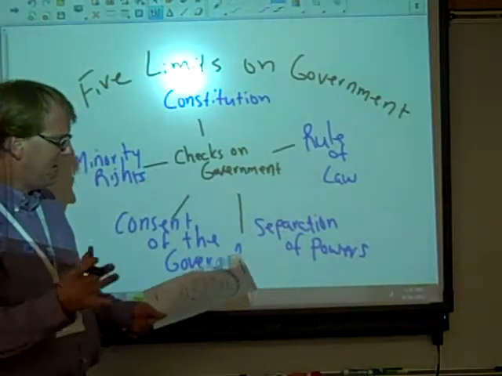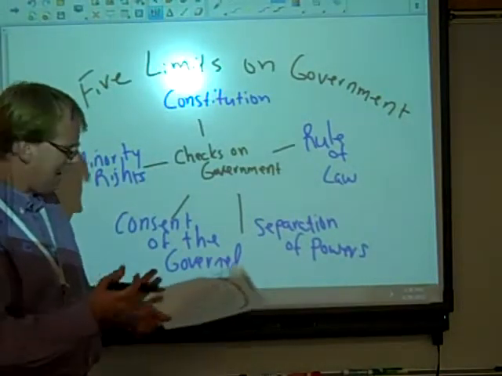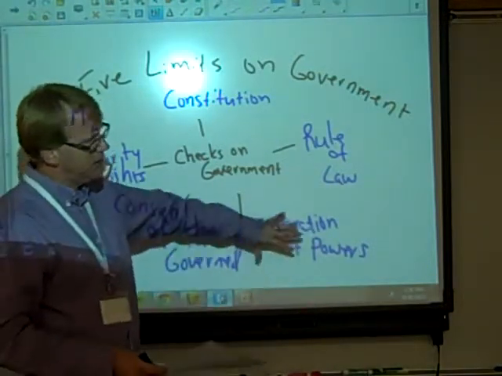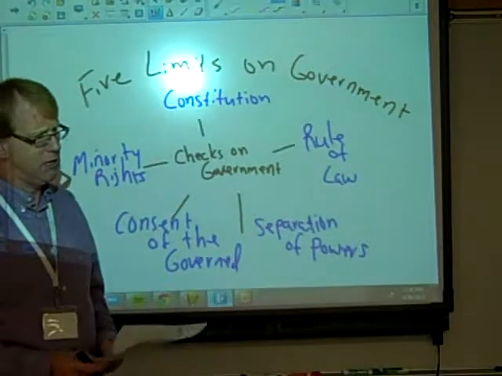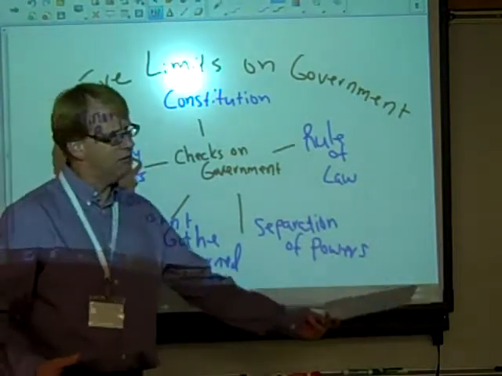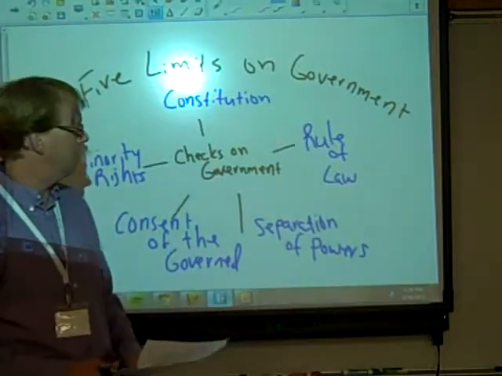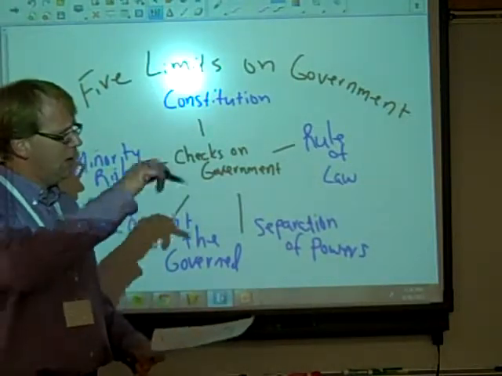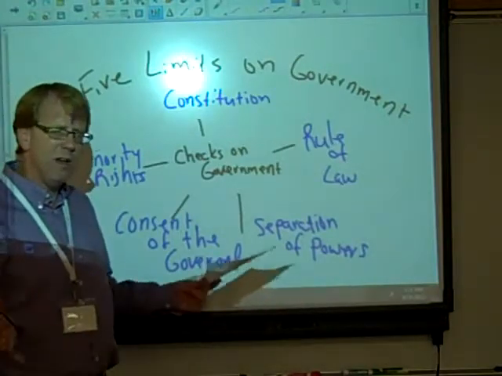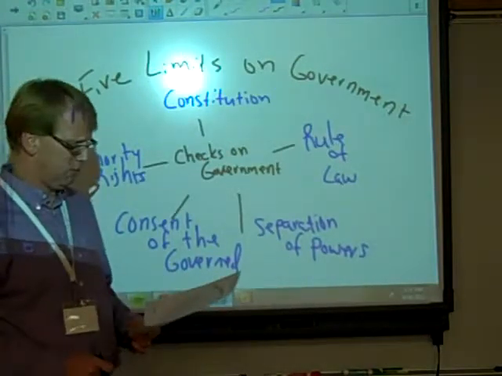Just keep in mind that each branch has a check or a power over the other, and all the responsibilities of our government are split up among different branches. It's not just the president who gets to do everything. It's not just Congress that has all the power. It's not just the Supreme Court. All three of those branches split those powers up, so one branch really isn't stronger than the other.